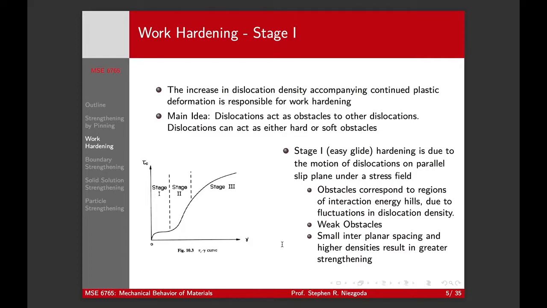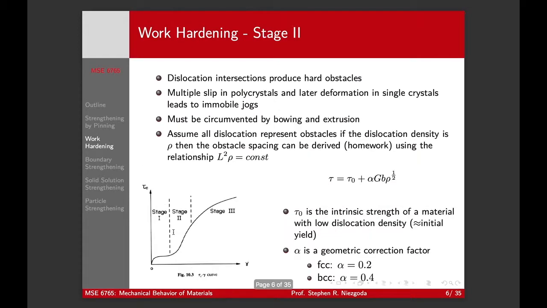Right, small interplanar spacing and higher dislocation densities result in greater strengthening. But there are only weak obstacles, right? It's other dislocations lying in the same slip plane. When we get to stage 2, now we start seeing dislocations that act as hard obstacles, right?